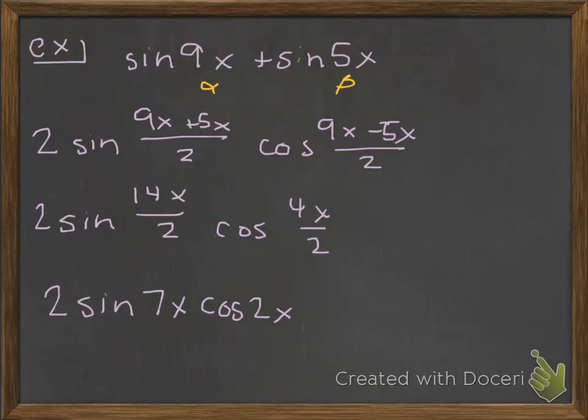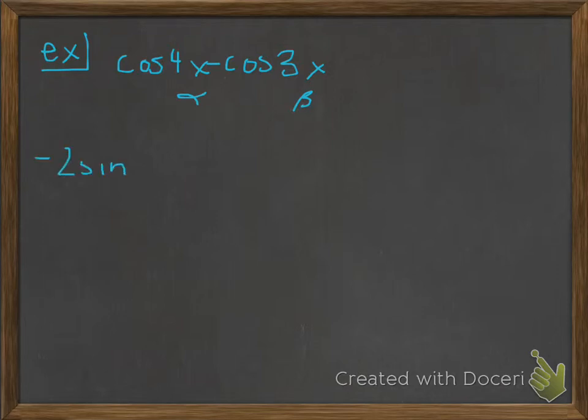So the next example is cosine of 4x minus cosine of 3x. So looking at the formulas again, I gave you 4 formulas at the beginning. I have 2 cosines and they're being subtracted, so I use the last formula. And your 4x is your alpha, the 3x is your beta. And the formula says negative 2 sine of alpha plus beta, so I have 4x plus 3x over 2, and then times sine of alpha minus beta, so 4x minus 3x over 2.